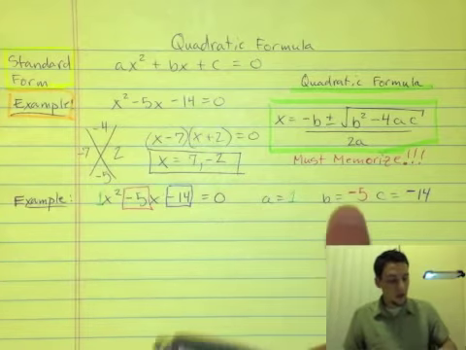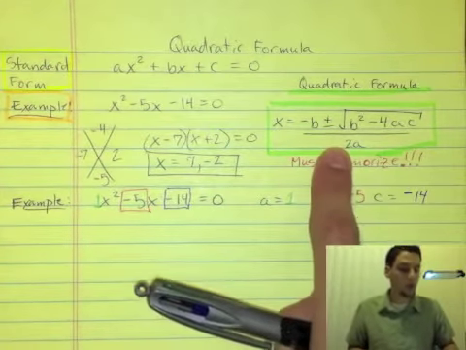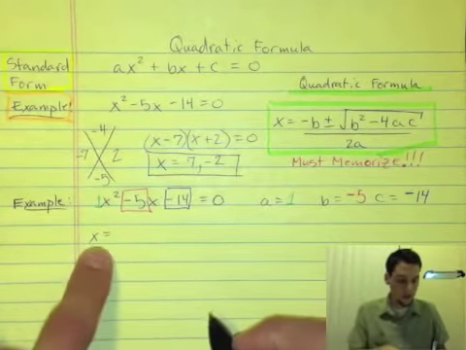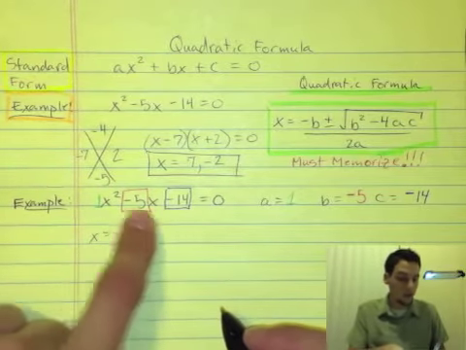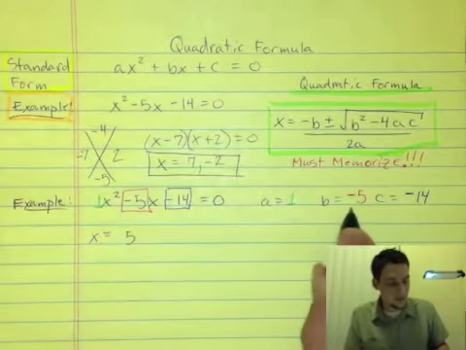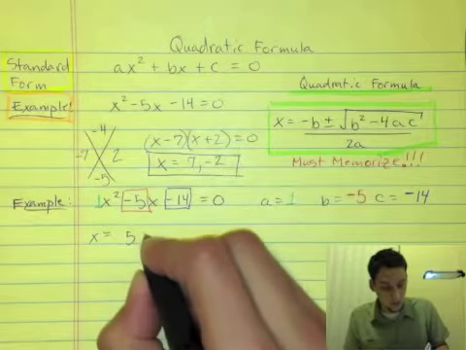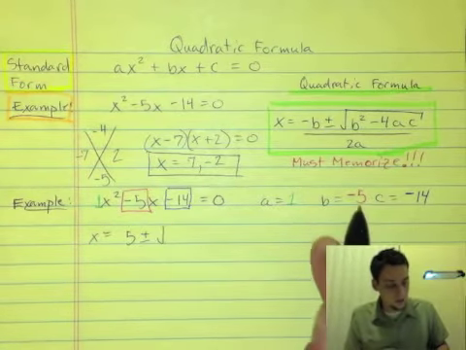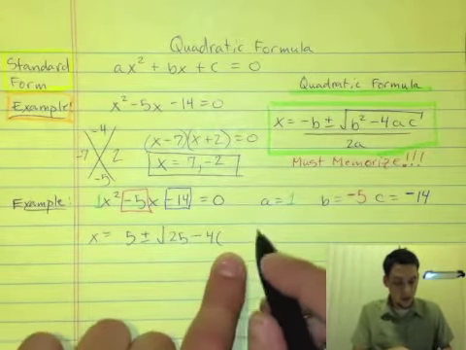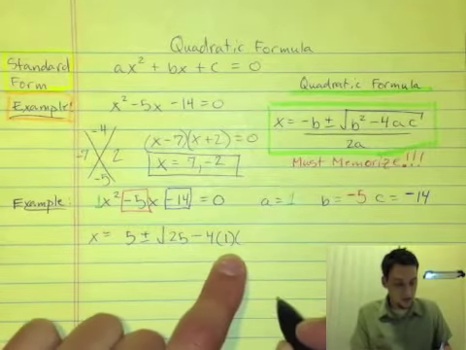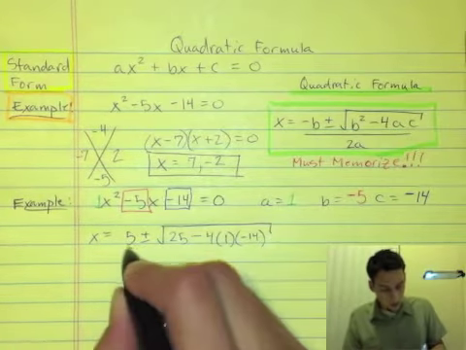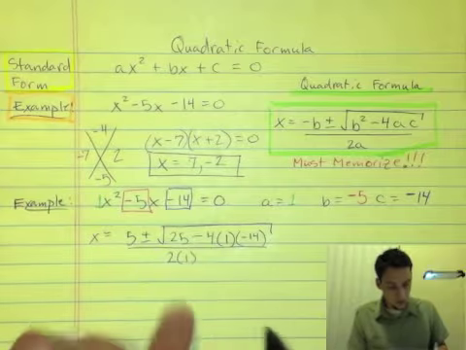So if we know a, b, and c, we can plug into our quadratic formula and simplify, and we should have our solutions. So x equals, meaning the x values that will make this 0, that will solve or satisfy this equation. The opposite of b is... b is negative 5, so the opposite of negative 5 is positive 5, plus or minus the square root of b squared, 25, minus 4 times a, which is 1, times c, which is negative 14, all divided by 2 times 1. You can't forget dividing.